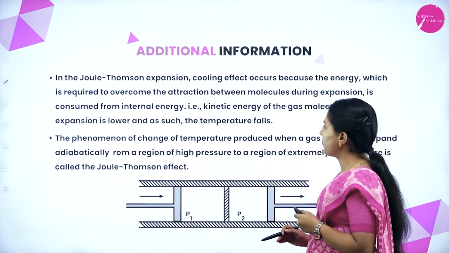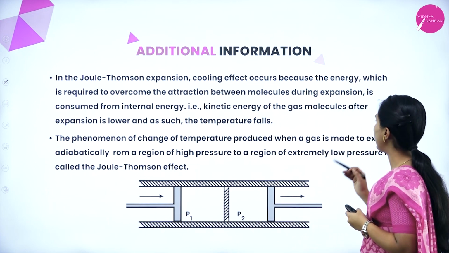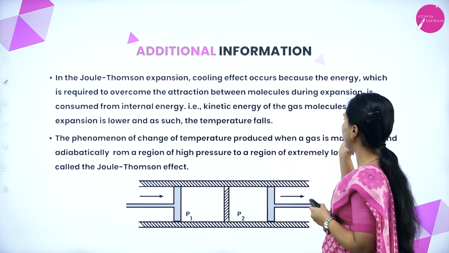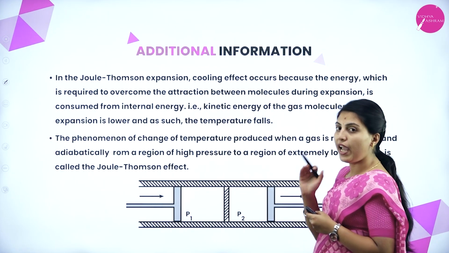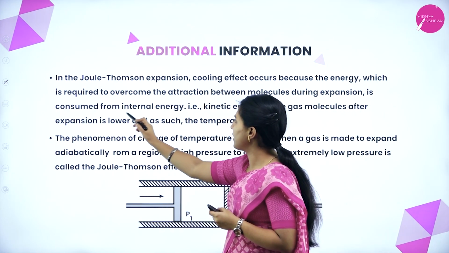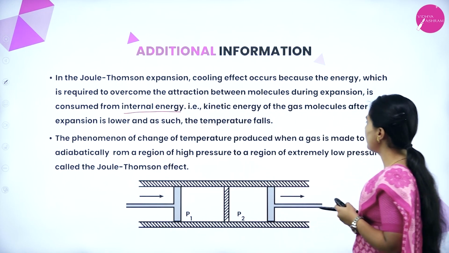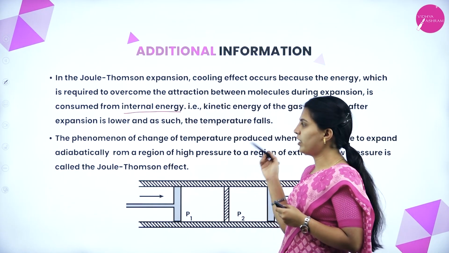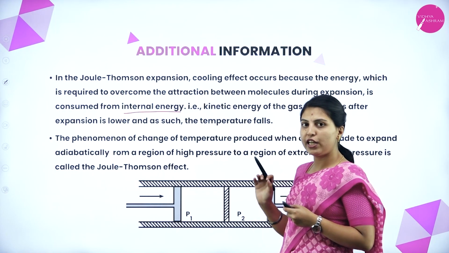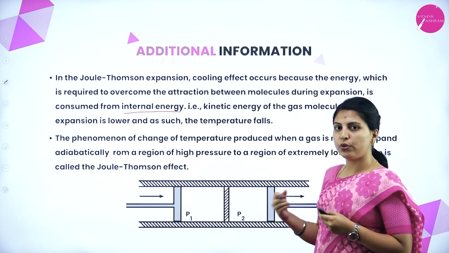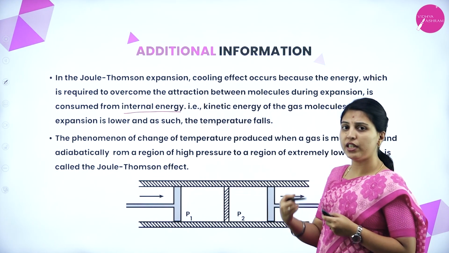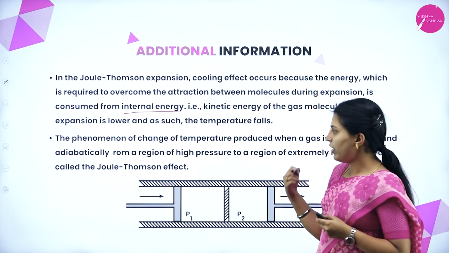In Joule-Thomson expansion, the cooling effect occurs because the energy required to overcome the attraction between molecules during expansion is consumed from the internal energy. That is, the kinetic energy of the gas molecules after expansion is lower, and so the temperature falls. Due to the kinetic energy, the movement of molecules, the cooling effect starts. That is how, from higher pressure to lower pressure, the temperature falls.